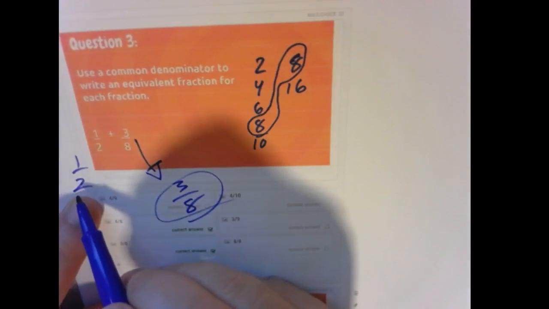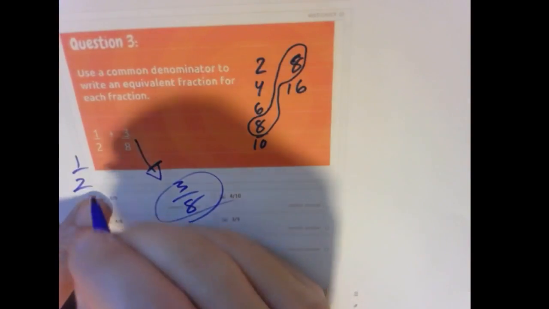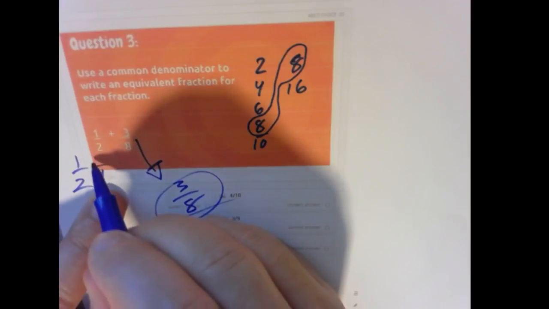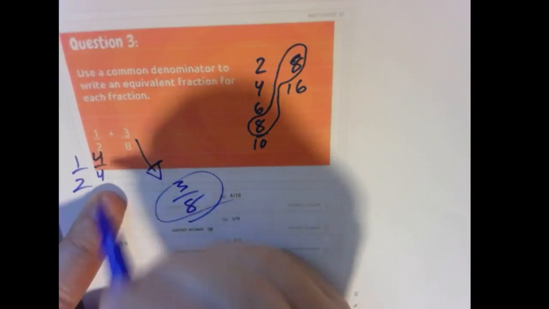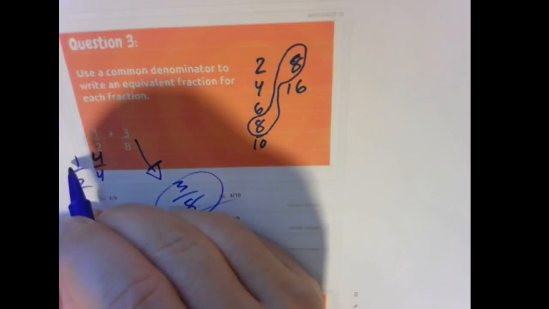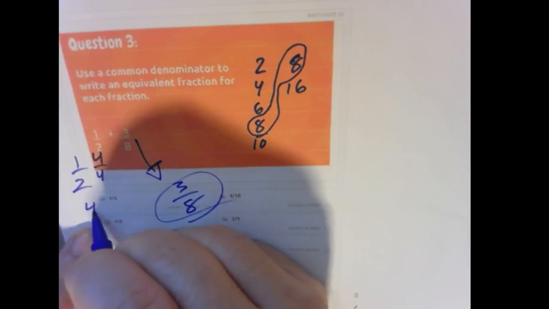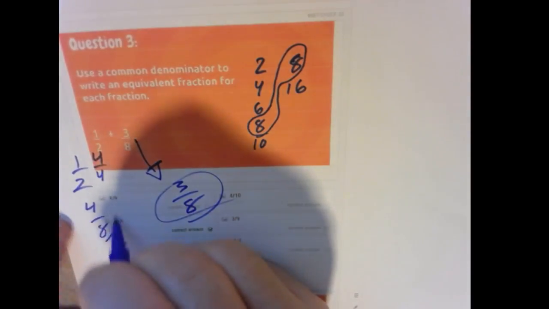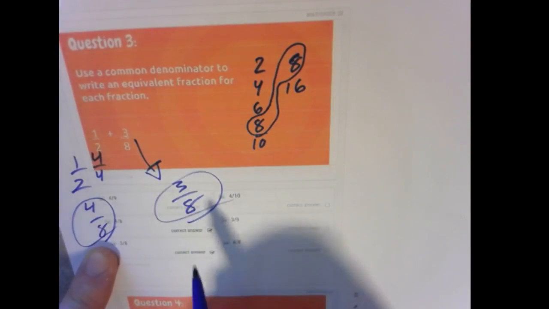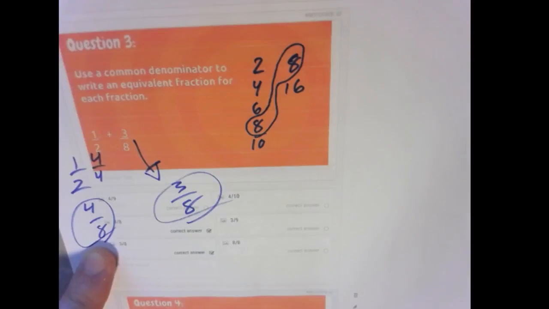So it's going to be 1/2 times, tell me, how do you go from 2 to 8? Using multiplication, we would do 2 times 4. Of course, we do the same to the bottom and the top. So it's 1/2 times 4 over 4. 1 times 4 is 4. 2 times 4 is 8. So the two new fractions we're looking for are 4 over 8 and 3 over 8.